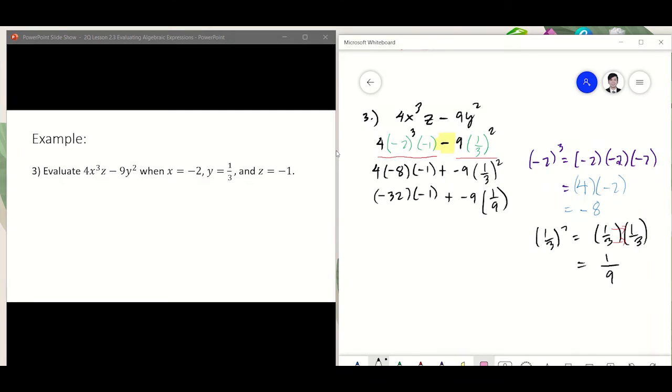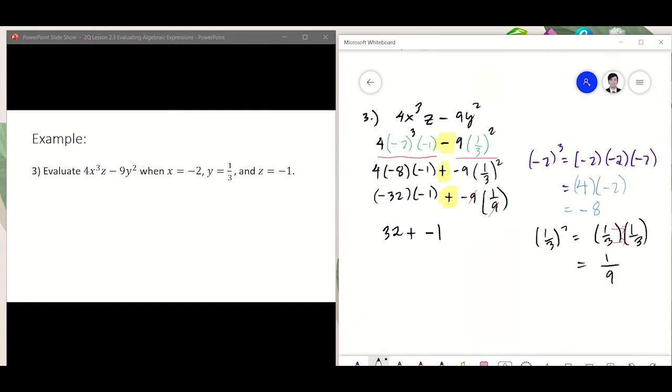Now, going back, this is our plus again, so don't forget. That separates the two terms that we're dealing with here. Negative 32 times negative 1, they have the same sign, so that will become positive 32. Then don't forget the plus. Then here, negative times positive, because this is a negative 9, this is a positive 1/9. So, of course, the result would be negative. And then, as you can see, we're multiplying a 9 with a 1 over 9. And from fractions, we can cancel out the 9. Because the 9 is in the numerator, the 9 is in the denominator. So what is left is just 1.